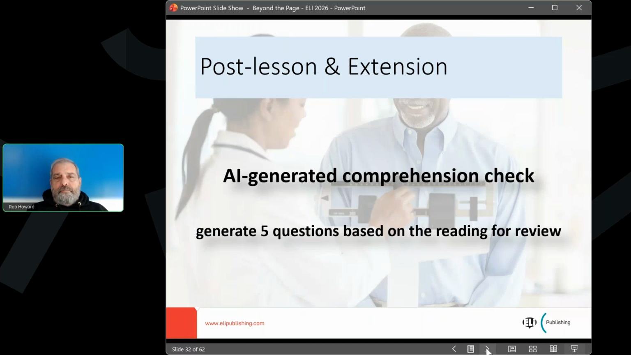Comprehension check. Okay, review questions. You as the teacher can put the reading into ChatGPT and ask it to generate 5 questions. You can come up with it yourself, but you can do both. Use AI for that, so it comes up with maybe more difficult questions than you yourself would ask. So you're doing a little checkup just to see how they're doing with comprehension.